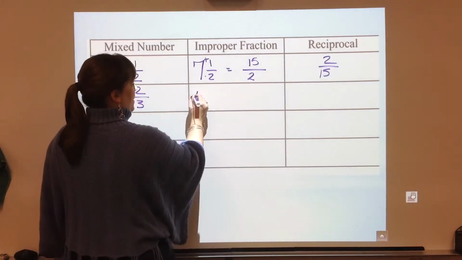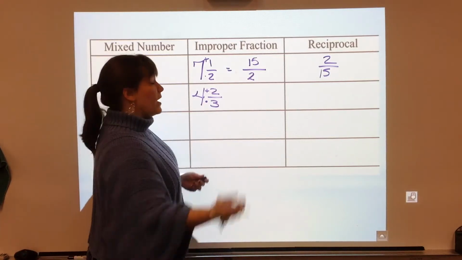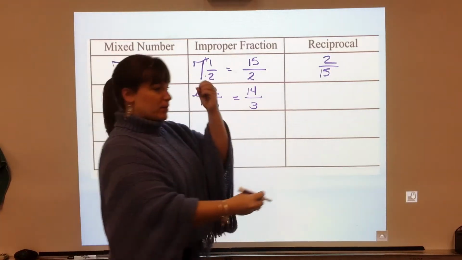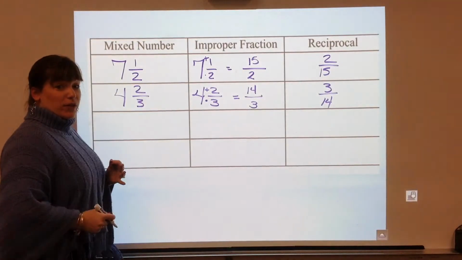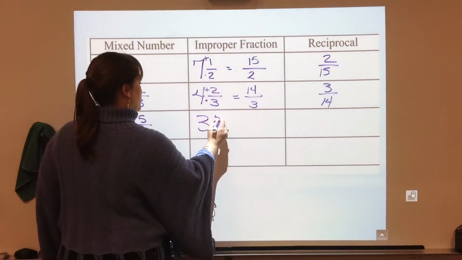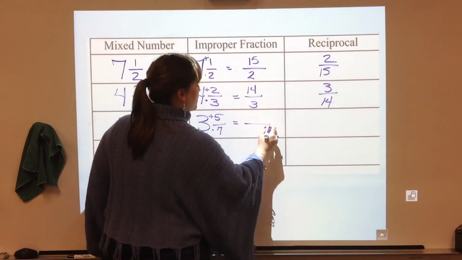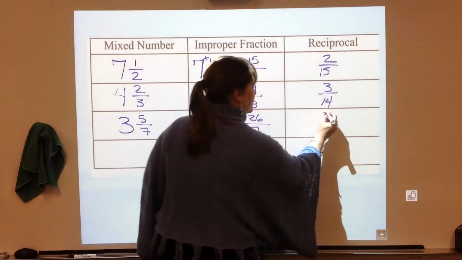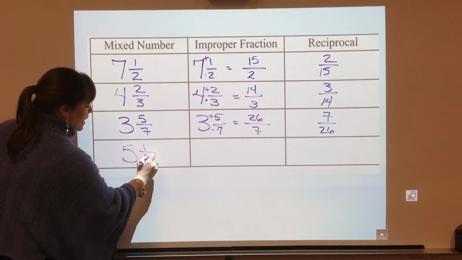So let's try 4 2/3. To find the improper fraction, we're going to take the 3, multiply it by the 4, which is 12, add 2, we have 14/3, and then flip it around, and that's going to be 3/14. So the next one we're going to do is 3 5/7. Again, same process. We're going to multiply and then add 5. So 21 plus 5, we have 26/7. Now we're going to flip it. And we have 7/26.